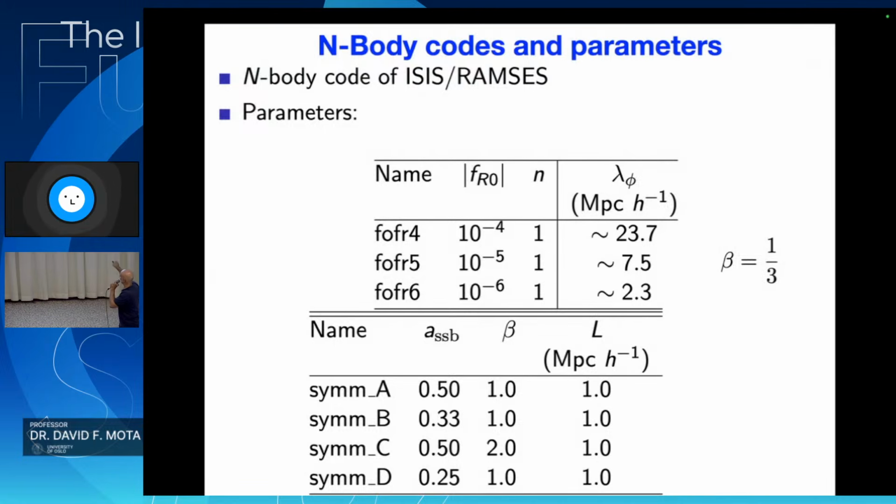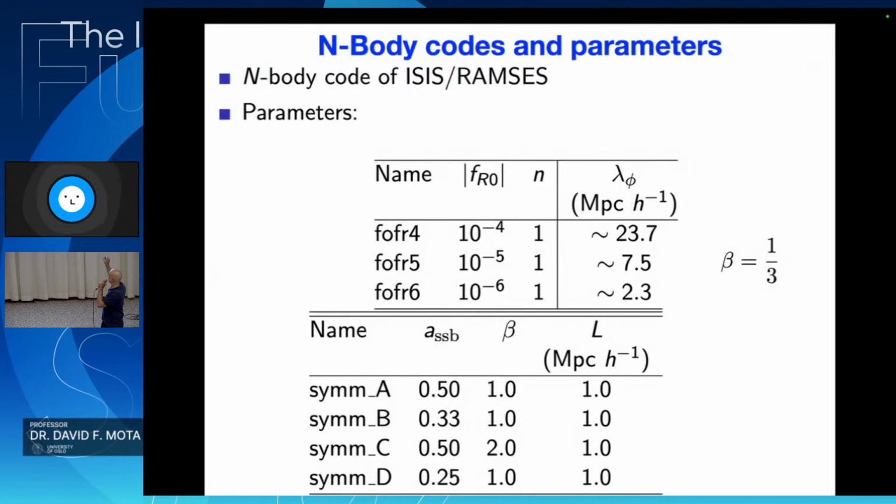But today the fifth force for f of r4 is about 23 megaparsec, f of r5 is about 7 megaparsec, f of r 10 to the minus 6 is about 2 megaparsec. Okay? So, as I said, one cluster is about megaparsec scales, the usual cluster. And the coupling strength is always fixed in f of r theories of gravity, it's always 1/3. So the coupling strength is 1/3.